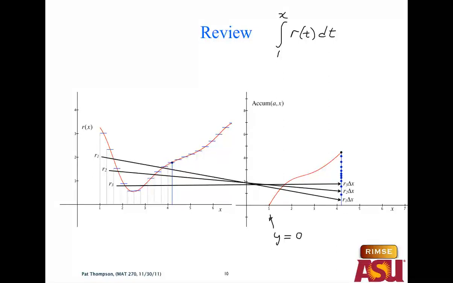And so we worked hard on this in the first half of the course, that this thing represents the sum of many bits of accumulation. Each one of these is a bit of accumulation. Sigma, we're summing them all up, starting from 1 up to the current value of x.